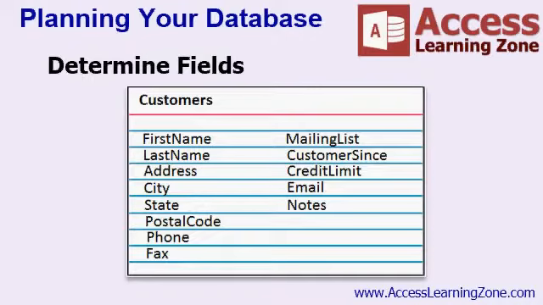Is this customer on my mailing list? How long have they been a customer? The customer since field. What's their credit limit? Email address. And finally some notes. Make sure you're as specific as possible when defining your fields. It's easier to put two fields together later than it is to split one field apart.